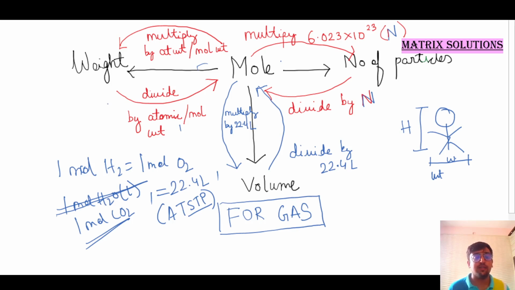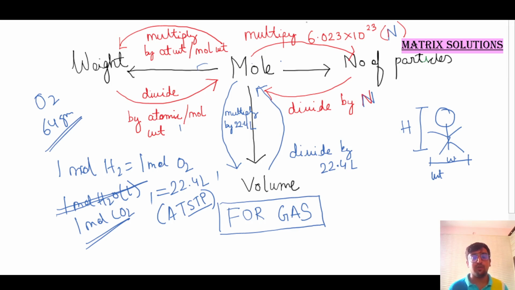Suppose your weight is given, for oxygen, 64 gram. You will say, sir, what is the number of moles? Simple. 32 grams corresponds to 1 mole of O2. 64 grams will correspond to double of it, 2 moles. That's simple. And if it is given that 3 moles of O2, then what will you do? What is the molecular weight of O2? 16. 3 into 16, that is 48.